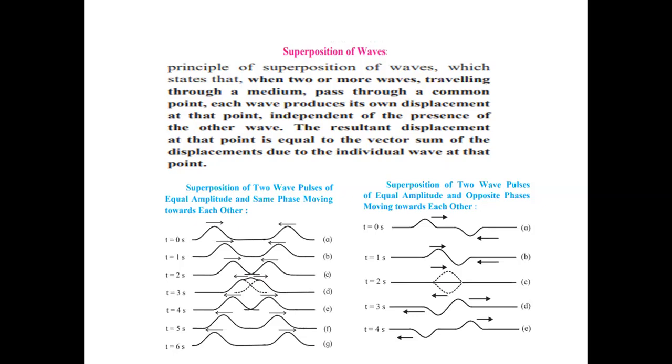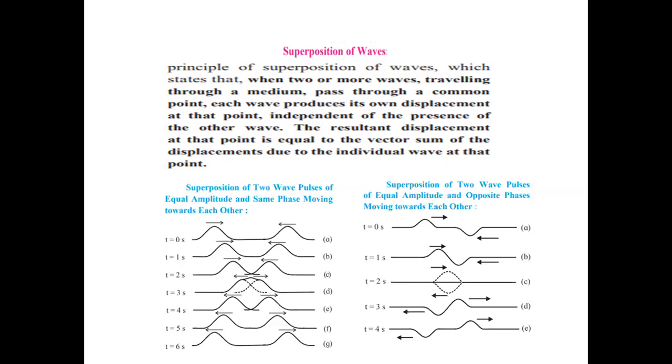In the second diagram also, the propagation of approaching wave pulses and their successive positions after every second is represented. These wave pulses superpose at t equal to 2 seconds and the resultant displacement, that is the full line, is 0 due to the individual displacements, that is the dashed line. Now you can see here that they differ in phase by exactly 180 degrees. This is called destructive interference.